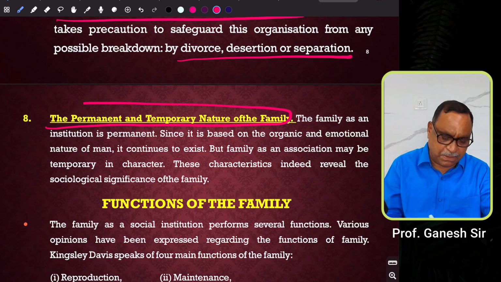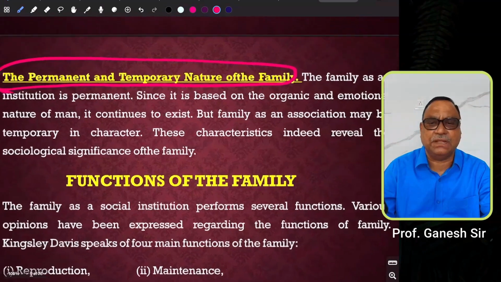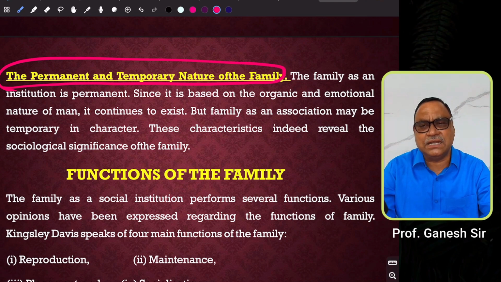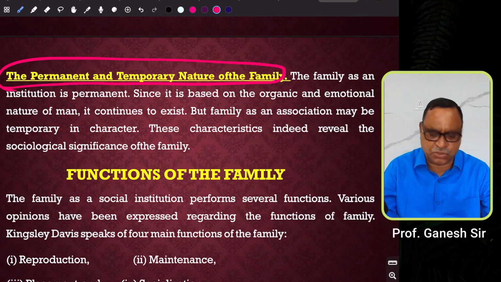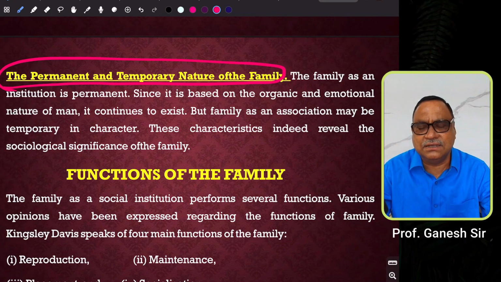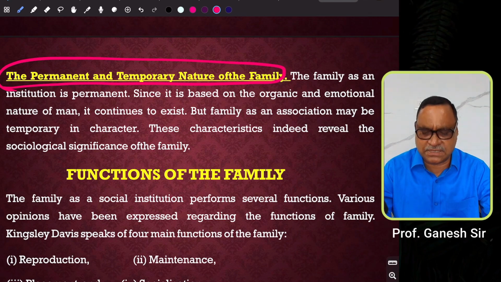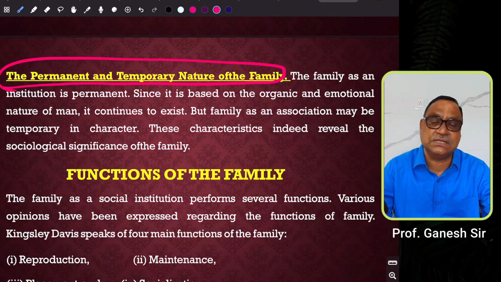Then another one, the permanent and temporary nature of family. There is an argument whether the family system is a permanent institution or a temporary institution. But according to the sociologists, family is a relatively permanent institution. Why? Because family is neither permanent nor temporary. Normally, it continues to exist even though there is a scope for the breakdown of the family system. So the family as an institution is permanent, and as I told you, it is relatively permanent since it is based on the organic and emotional nature of man. It continues to exist. But family as an association may be temporary in character. These characteristics indeed reveal the sociological significance of the family.